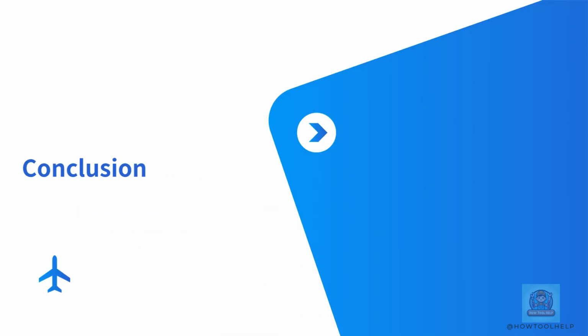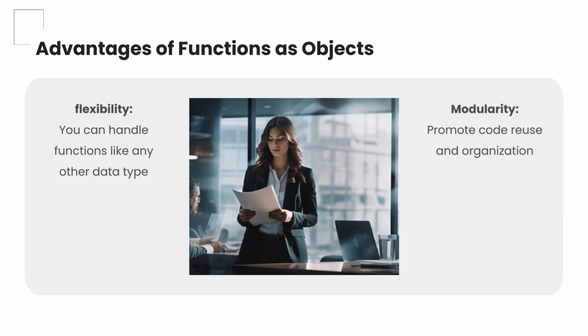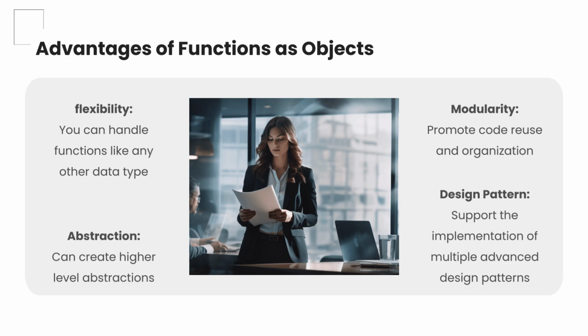Summary: the power of functions as objects. Through these 4 examples, we've seen the powerful features of treating functions as objects. 1. Flexibility. Functions can be manipulated like any other data type. 2. Modularity promotes code reuse and organization. 3. Abstraction enables higher-level programming abstractions. 4. Design patterns supports implementing advanced design patterns. These properties make Python an excellent language for rapid development and creative design.